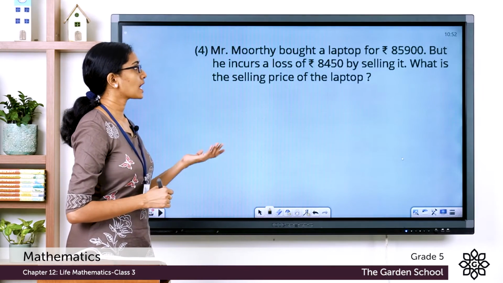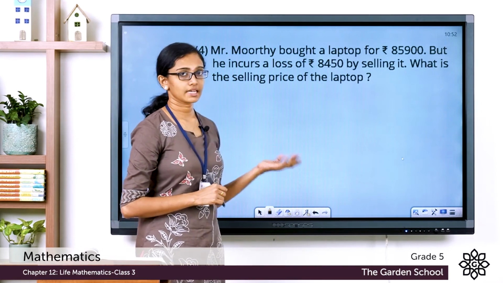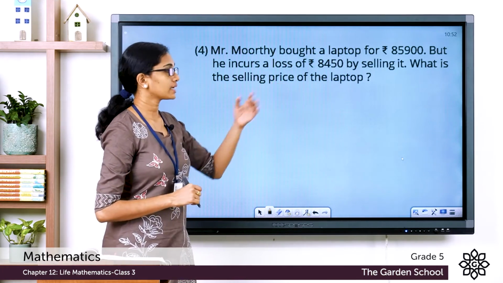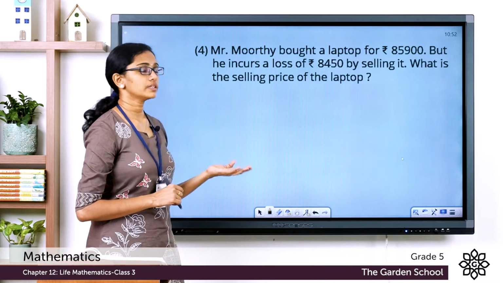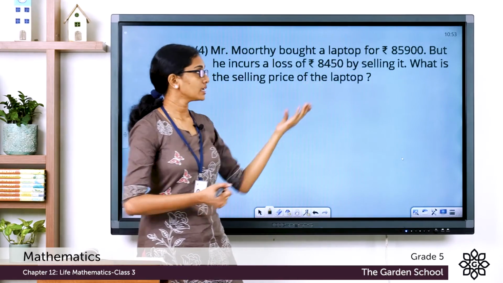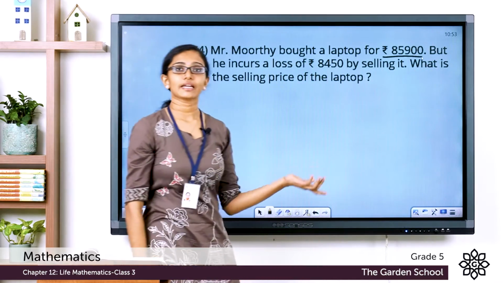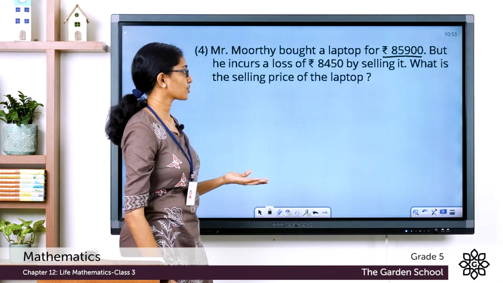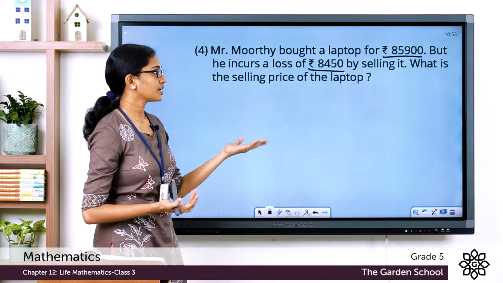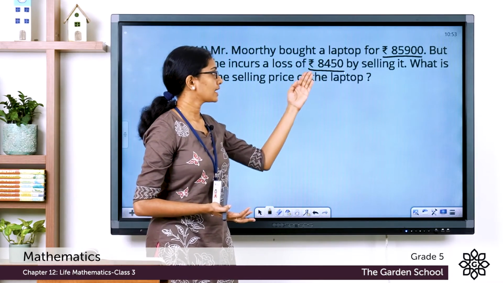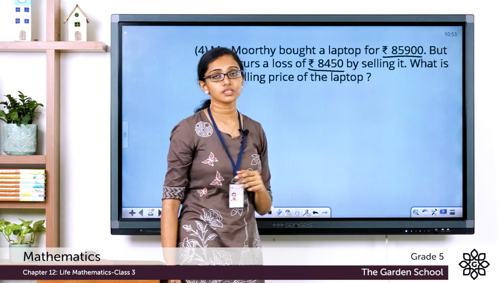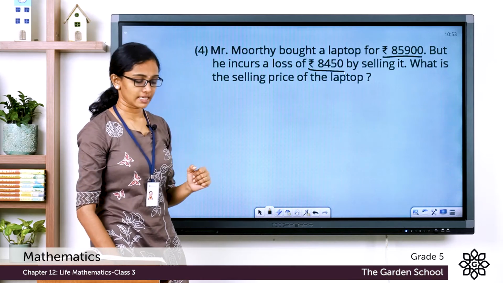Mr. Murthy bought a laptop for rupees 85,900, but he incurs a loss of rupees 8,450 by selling it. What is the selling price of the laptop? Now what all data is given in the question? The buying price or the cost price is given and it is equal to rupees 85,900, and the loss is also given, which is equal to rupees 8,450. So for it to be a loss, he should have sold the laptop at a price 8,450 less than the cost price, that is 85,900. So we can easily find out the selling price from these data.